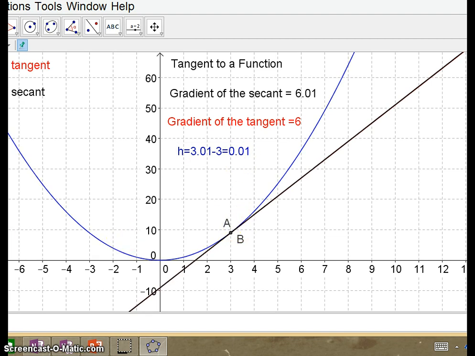I move B away again from point A, and you can see the value of h increasing and the black secant and its gradient increasing all the time. So this really demonstrates the way in which, as we move B towards point A, the value of h decreases and gets closer and closer to 0. When h is actually equal to 0, B is sitting on A, and the gradient of the secant becomes the gradient of the tangent.